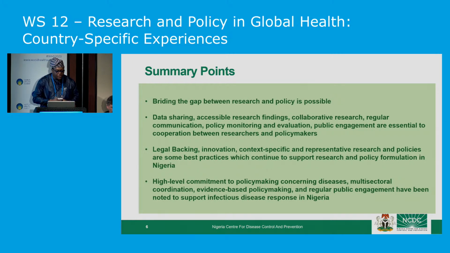And some of those actions include data sharing, making research findings accessible, being truly collaborative, regular communication, not just when you're about to write the proposal and when you write the first paper. We need continuous engagement and to ensure that there's cooperation. One innovation is to have legal backing, but that, of course, applies to my context and to my agency. I think every university and everybody else has their own remit and TORs. And to get high-level commitment to policy making, multi-sectoral coordination, evidence-based policy making, and regular public engagement has been noted in our experience to support infectious disease response in the country.